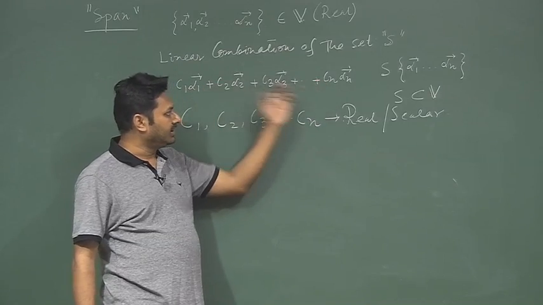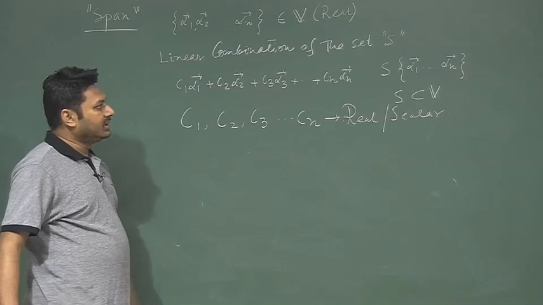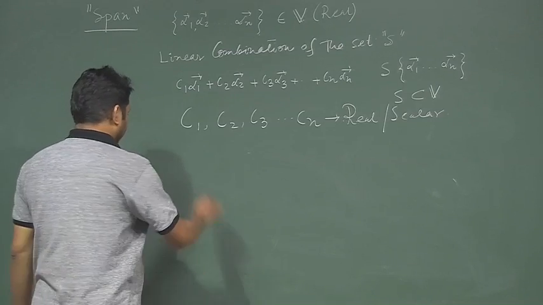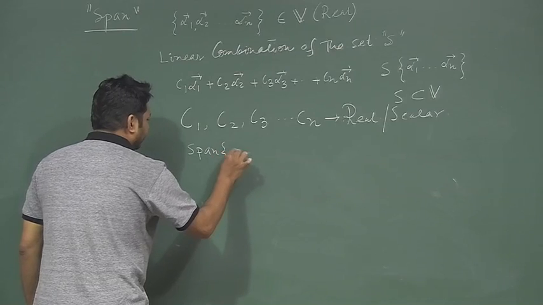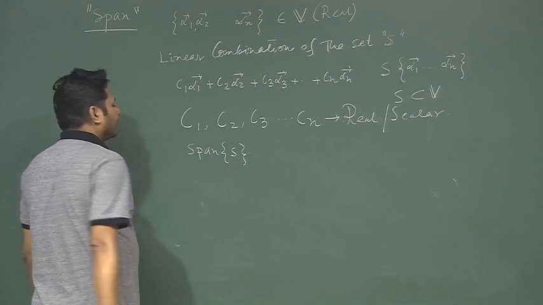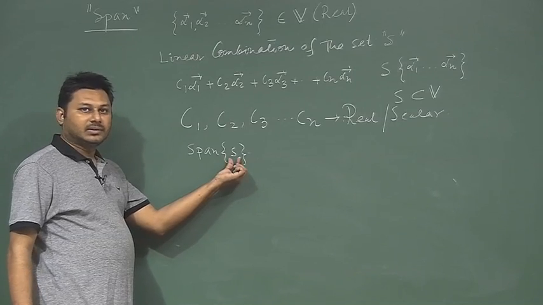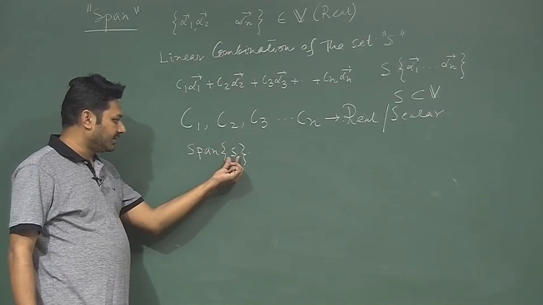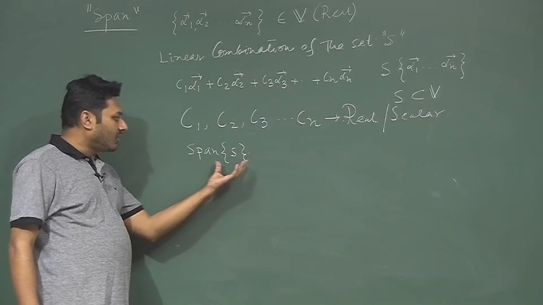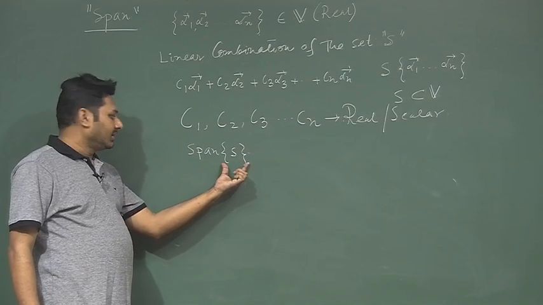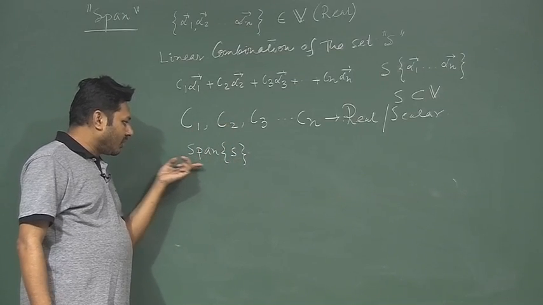So, this is linear combination. Now, this linear combination is called the span. So, span of S means I am taking a few vectors from the given vector space and making a linear combination over that. Then span of that set, when I make a linear combination, I call it a span.